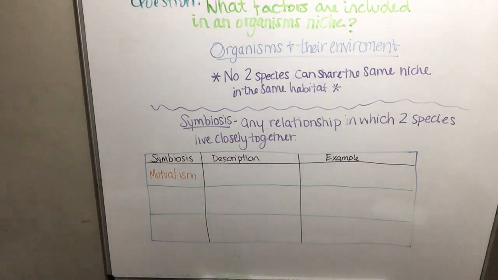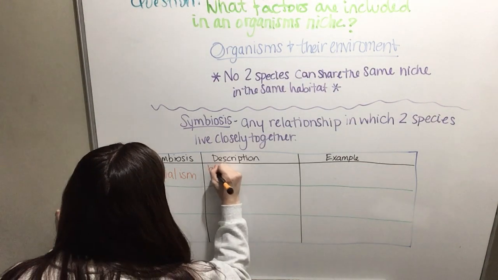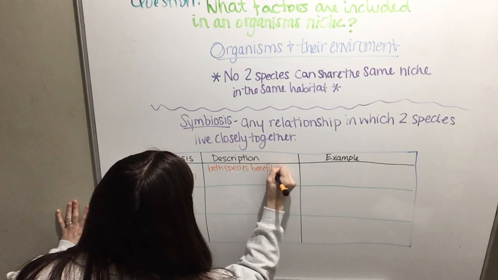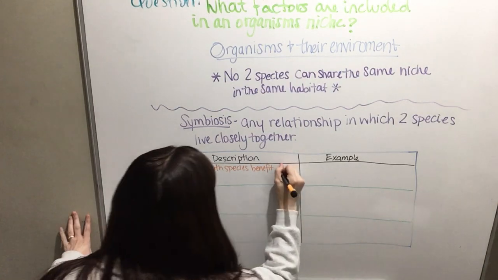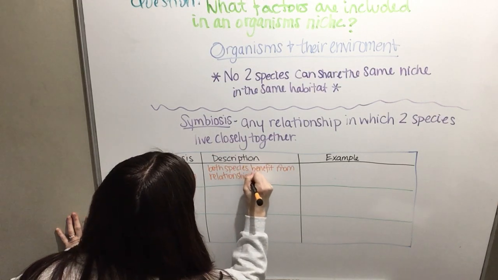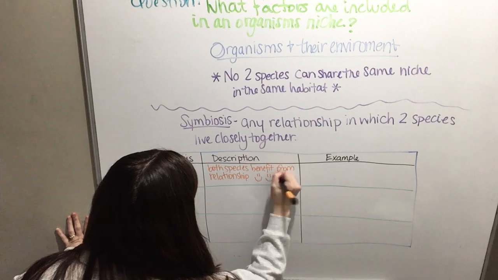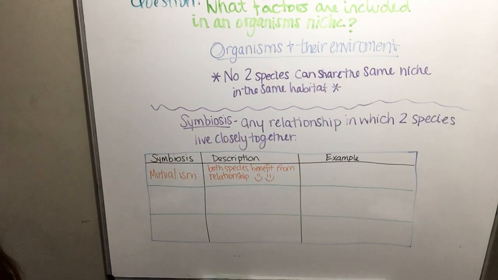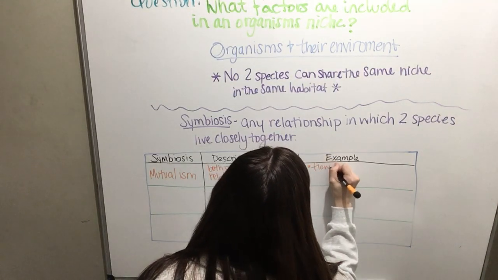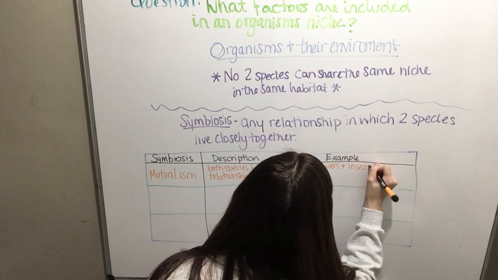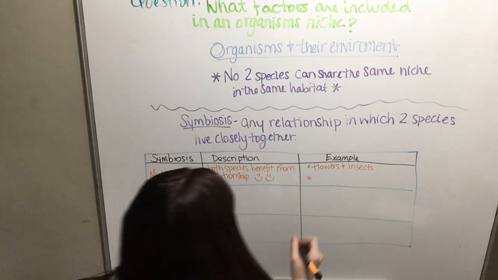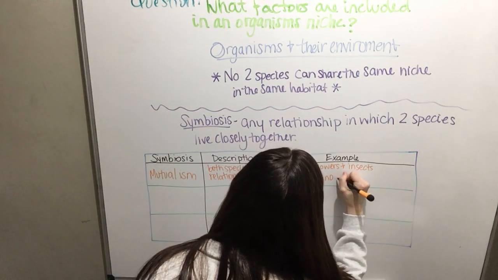Mutualism. So the description of mutualism is that both species benefit from the interaction, so from the relationship. I like drawing a little picture to help see these things, so I'm going to write 2 smiley faces. They're both happy. An example of this would be flowers and insects. Another example would be a rhino and a tick bird. Rhinoceros, but I'm going to just write rhino.